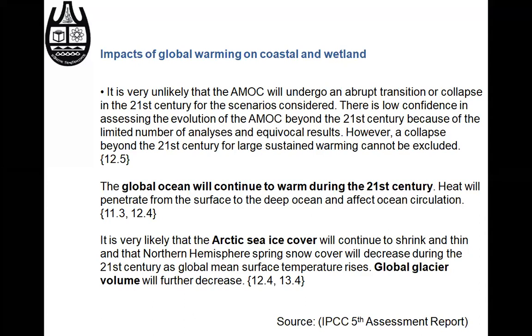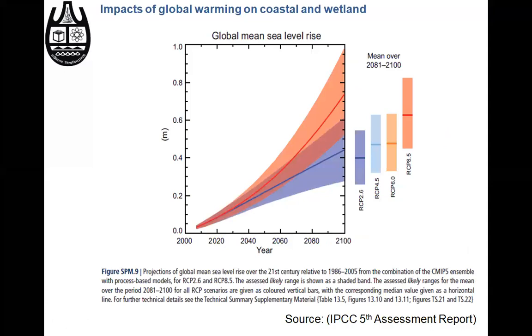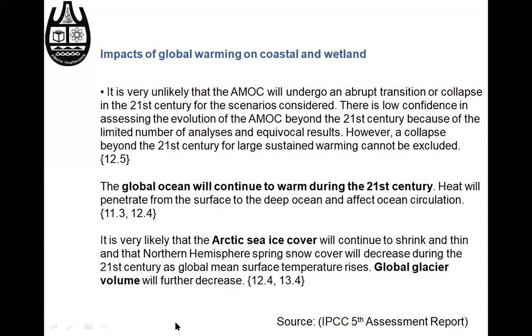It is also said that some areas, like the Arctic Sea cover, will very likely shrink, because a high amount of temperature will trigger the melting of the ice, and the global glacier volume will decrease because of this condition. Before I go there, let me help you understand: what if that happens? What would be the impact if the Arctic Sea lost its total amount of ice? What will happen?